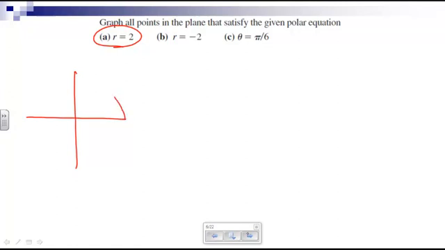A circle with radius 2. Where's the theta in here? There is no theta. So what does that mean in this equation? That theta is allowed to take whatever value. No matter what value theta has, it doesn't break the equation.